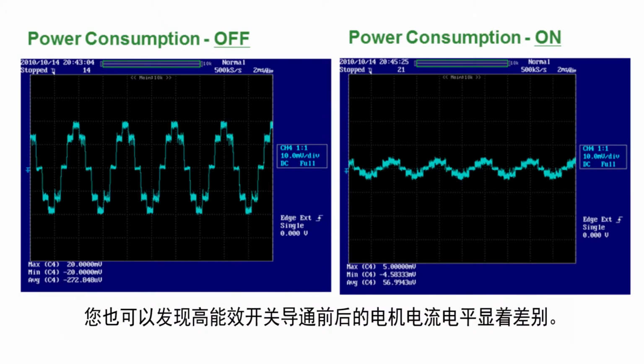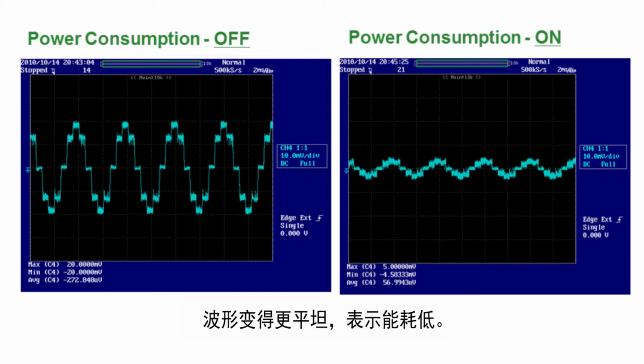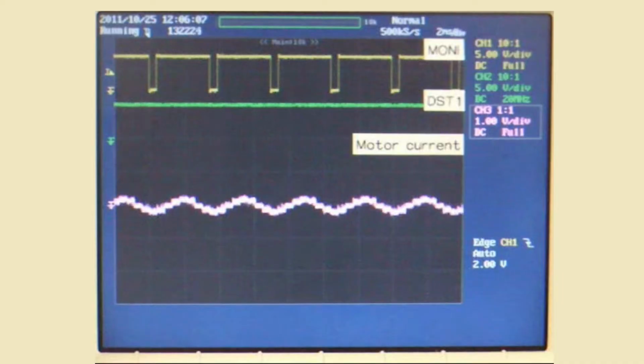As you notice, both motor noise and vibration are decreased as soon as this product feature is activated. You can also see the significant difference in motor current level before and after the high efficiency switch is turned on. The waveform becomes more flat, which indicates lower power consumption. Next, we touch the motor to add load to the motor while it's running. When a load is added, the power consumption increases, and then the device optimizes the current level.